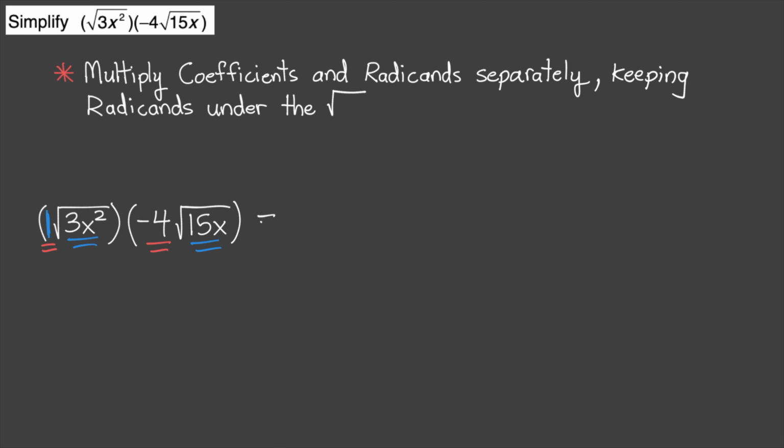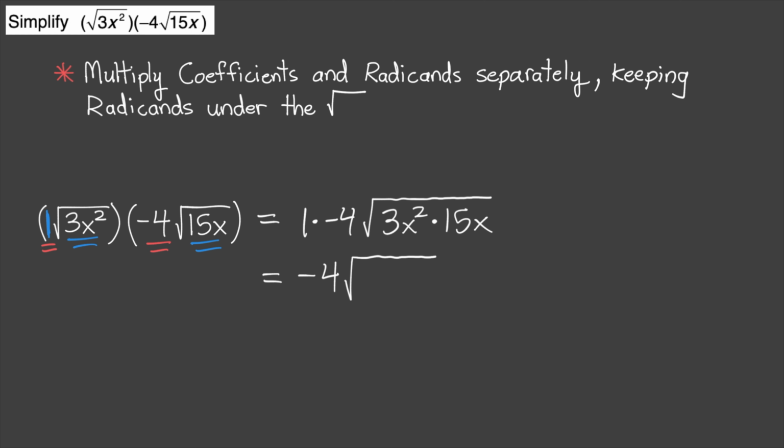All right, so let's go ahead and multiply the coefficients. So we have 1 times -4 square root. Then we multiply 3x squared times the other radicand, which is 15x. So now we go ahead and simplify. We have 1 times -4, which is -4. And then underneath the square root, we have 3 times 15, which is 45. X squared times x, which is x to the third.